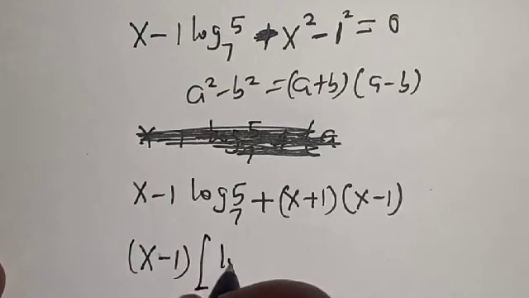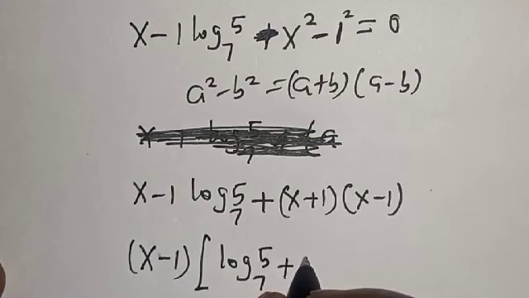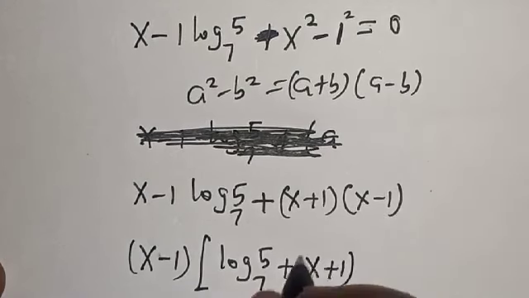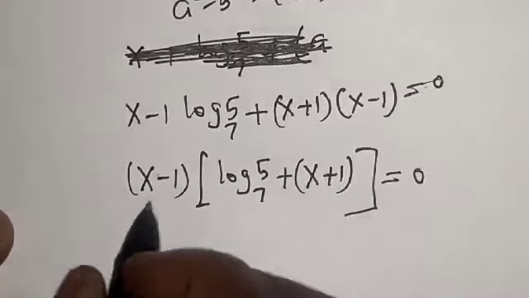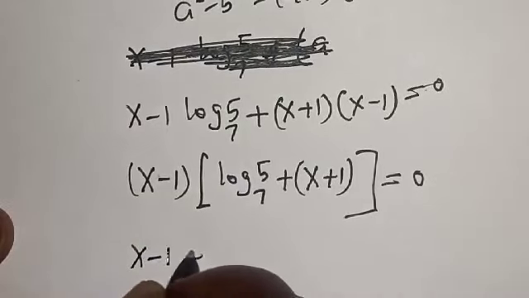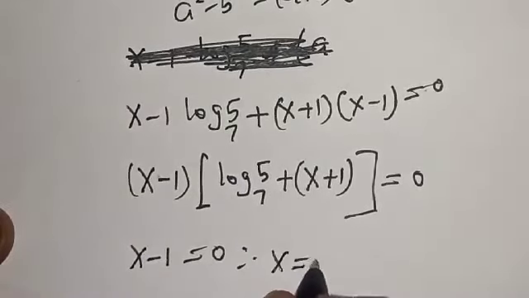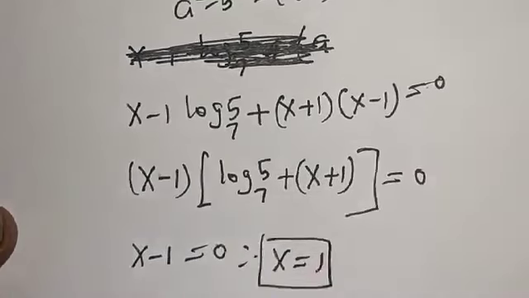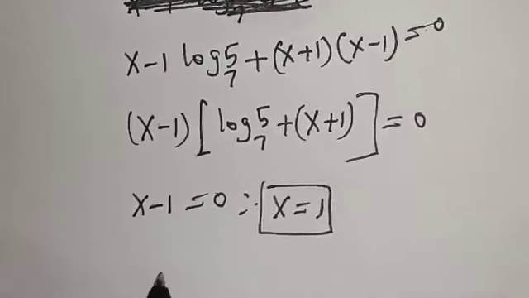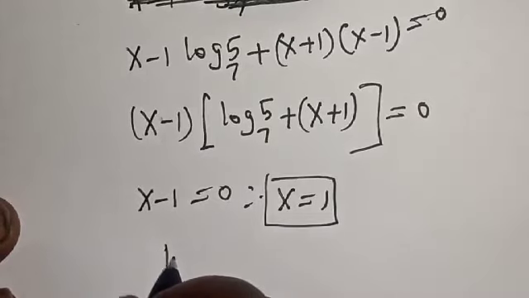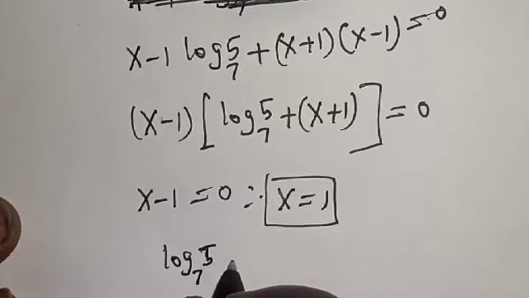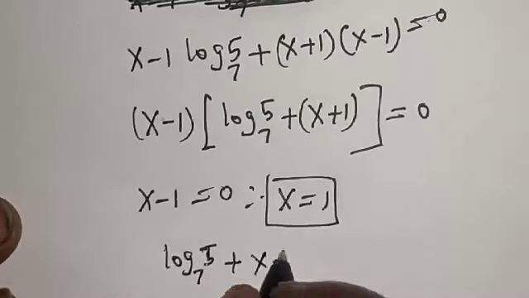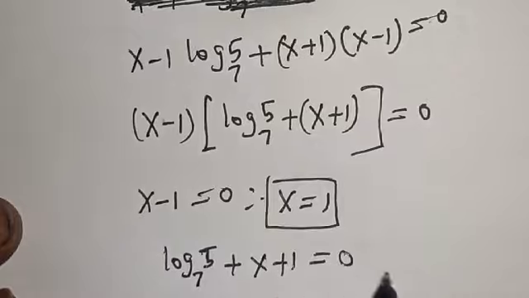into log 5 base 7 plus x plus 1 is equal to 0. There are two cases here. x minus 1 is equal to 0, therefore x is equal to 1. And the second case is log 5 base 7 plus x plus 1 is equal to 0.